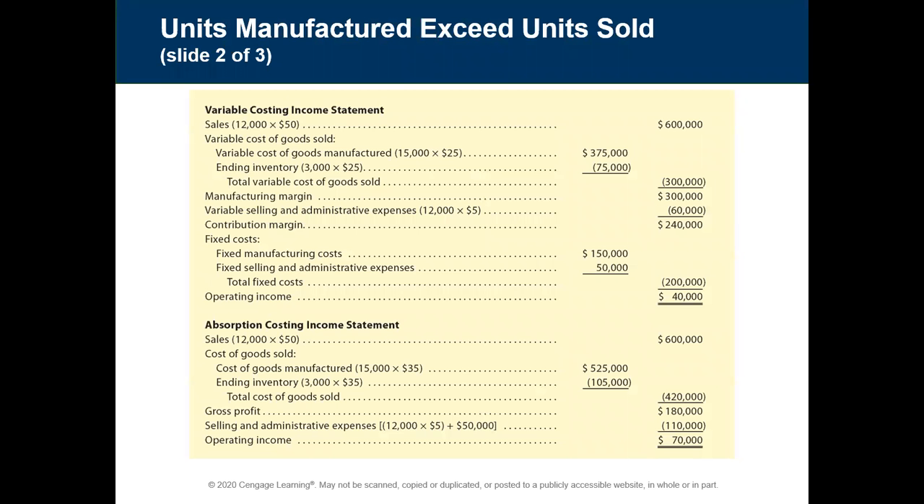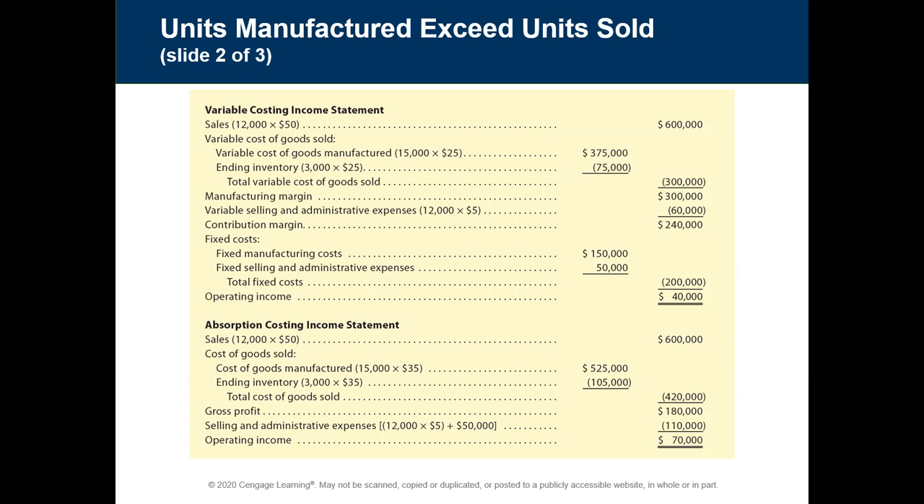All right. So this is a little confusing because they've got a lot on the slide, but let's just take a look at it. Under variable costing, we have our sales, our variable costs, and don't worry about this whole manufacturing margin. Sales minus variable costs gives us contribution margin, okay? And then minus fixed costs gives us operating income.